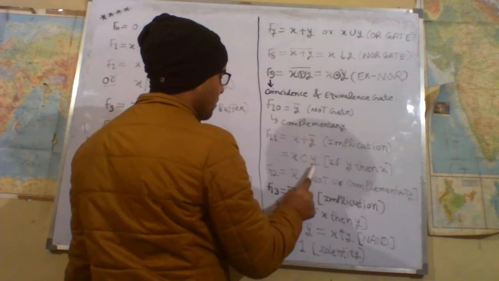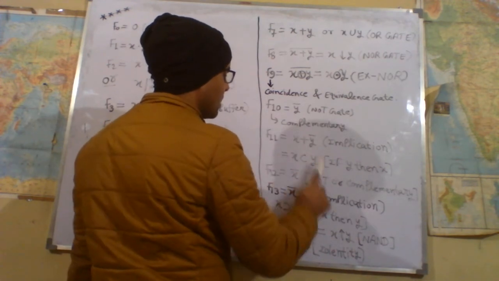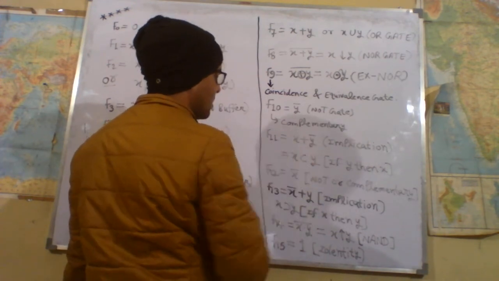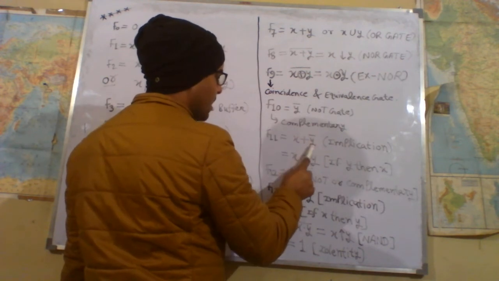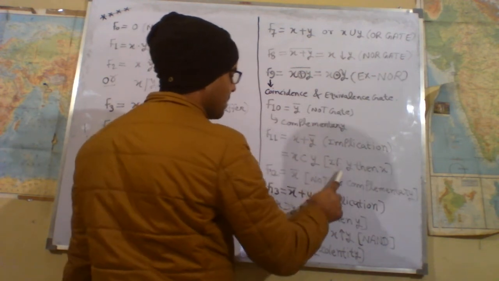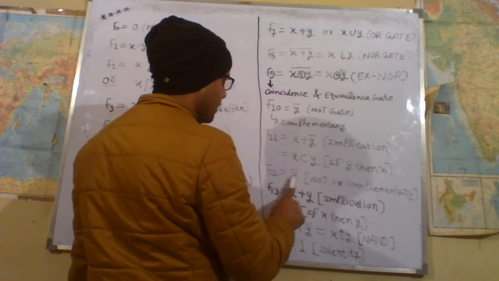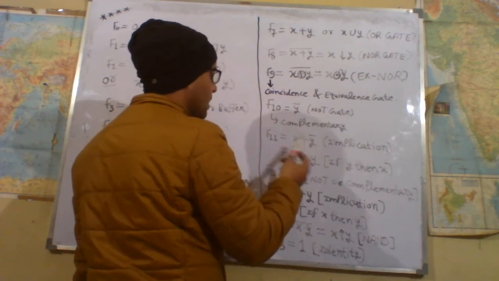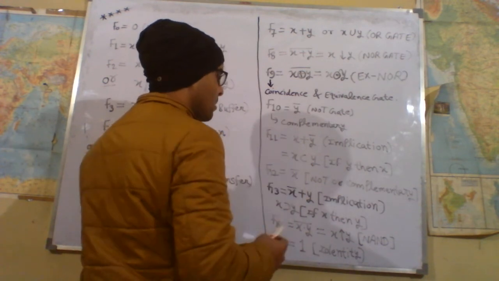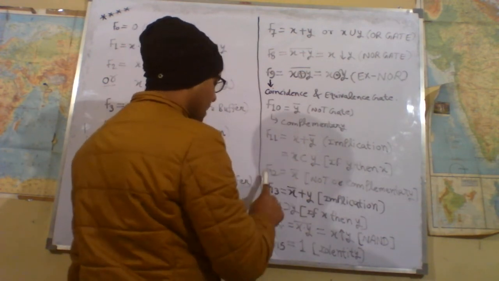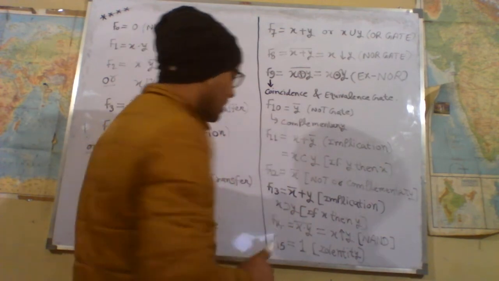X or Y bar. So it means if Y then X. The variable that is having bar is containing first, means if Y then X. Next is F12, and if you are having X or Y, X bar or Y, then it will be called if X then Y.